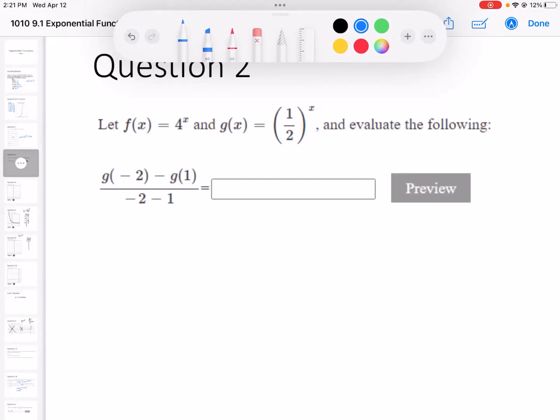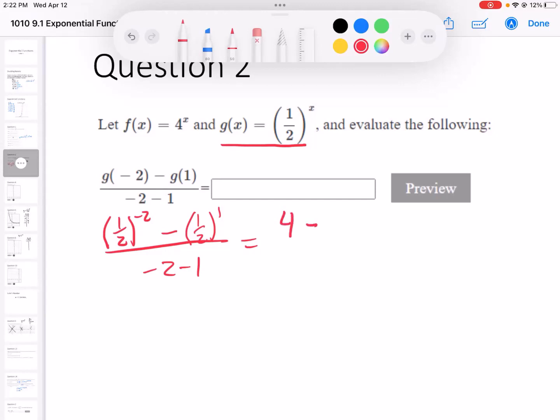So I'll go ahead and do this one as an example. So G of X is 1/2 raised to the X. So G of -2 is going to be 1/2 raised to the -2. Then we'll subtract G of 1, which is 1/2 raised to the 1 power, all over -2 minus 1. So 1/2 to the -2, the negative creates a reciprocal. So the reciprocal of 1/2 is 2, and 2 squared is 4. So we'll get 4 minus 1/2 to the 1, which is just 1/2. And this is all over -2 minus 1, which is -3.